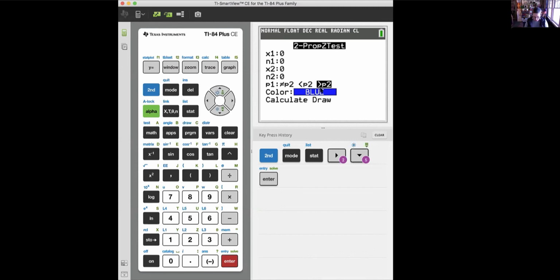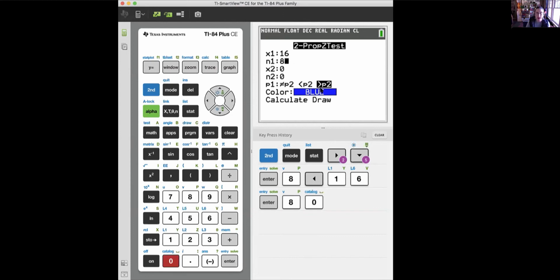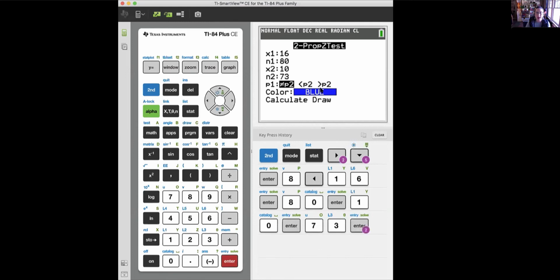So X1 is Philly, so it's 80. Oh, whoops, don't do it upside down like I always do, remember? It's nice to have it in the order so that it looks like a fraction. 16 out of 80 got dog bites in Cleveland, 10 out of 73 got dog bites. We're just trying to see if they are different. So I'm going to go down to draw.